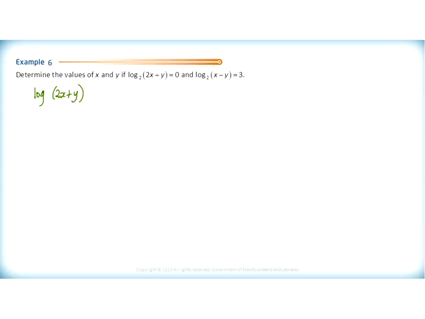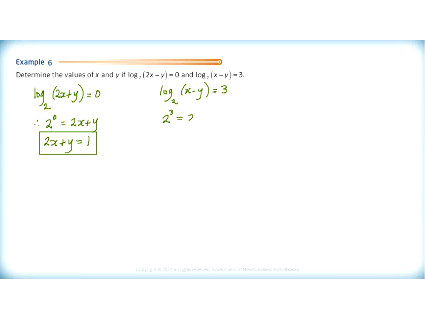So we have the log of 2x plus y to base 2 is equal to 0. Therefore, 2 raised to the power of 0 is equal to 2x plus y. 2 to the power of 0 is just equal to 1. So we have 2x plus y is equal to 1. In the second part, we have the log of x minus y to base 2 is equal to 3. Converting to exponential form, we have 2 raised to the power of 3 is equal to x minus y. Therefore, x minus y is equal to 8.